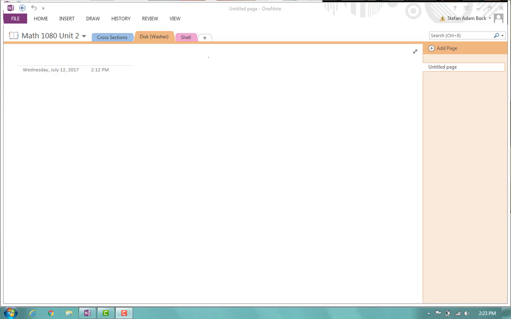So to follow up from the cross-sectional volumes, we have volumes of revolution. This is 6.2 again, but part 2. And this is the disc or washer method.